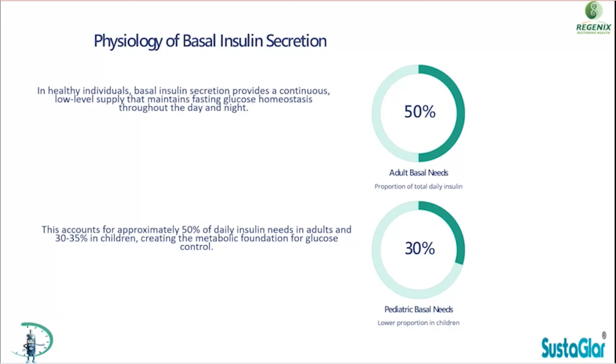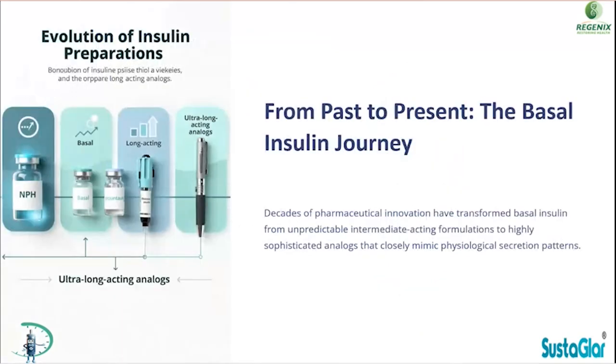Now the basal insulin journey from the past to the present. We had NPH insulin for decades, and we are still using it for certain patient profiles. Now we have long-acting insulins, which are basal insulins, and ultra long-acting insulin is the second generation of basal insulins. The pharmacological innovations have transformed basal insulin from unpredictable intermediate-acting insulins, because hypoglycemic events are significantly higher with NPH insulin due to the peak insulin absorption at around 6 to 7 hours after the injection of NPH insulin.